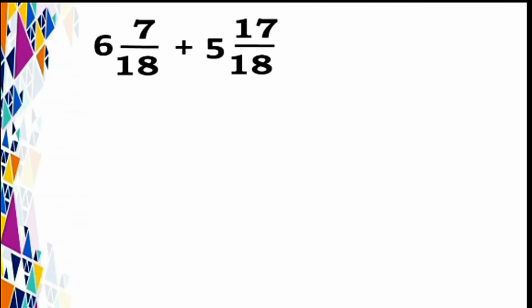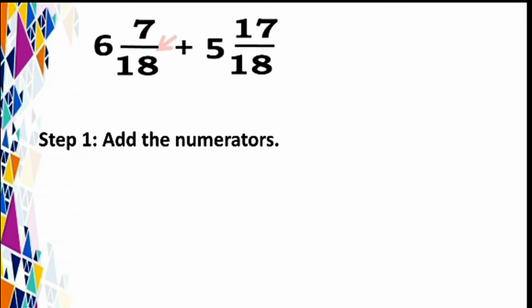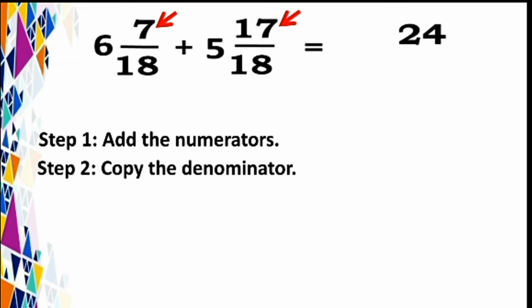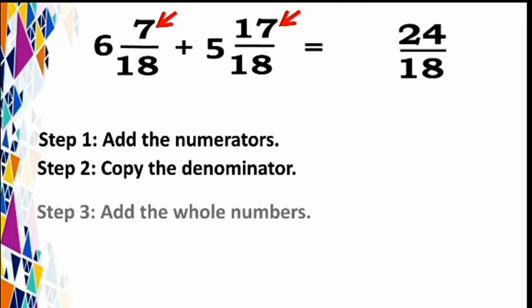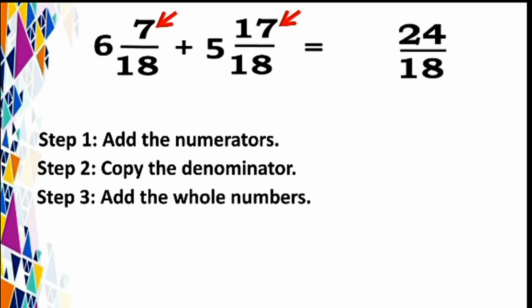Okay, another example. We have 6 and 7/18 plus 5 and 17/18. Since mixed fraction ang addends natin, magiging 4 steps tayo dahil kasama sa i-add ang whole numbers. So step 1, add the numerators. We have 7 plus 17 equals 24. Then step 2, copy the denominator, which is 18. Step 3, add the whole numbers. So we have 6 plus 5 equals 11. So we have 11 and 24 over 18.